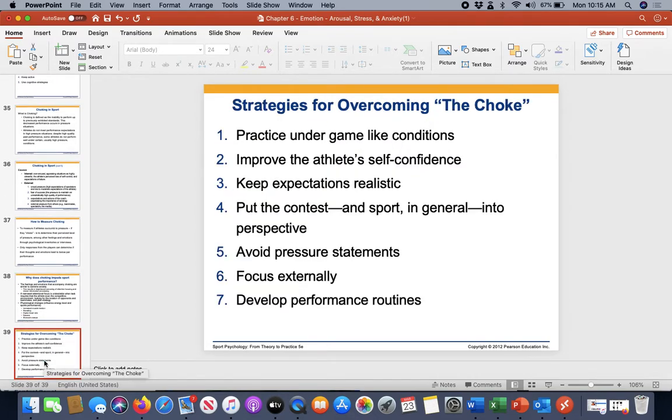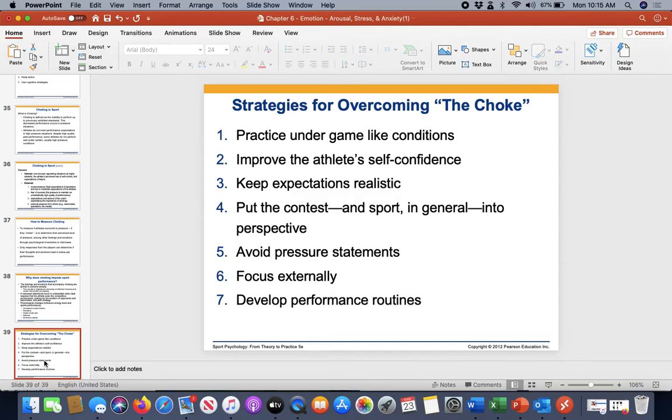Okay, so some of those strategies: practice under game-like conditions. That's a good thing. Try to improve the self-confidence of all players, because all players have the potential to be put in that situation. Expectations should be realistic. Put the contest and the sport into perspective. Don't put other things into that. Avoid pressure statements like "You can do this," "You got it," "We know you can do it." That may seem really innocent, but it might not be. Okay. Focus externally. Try to focus on what's going on in that moment, and then routines. That's why players have specific routines.